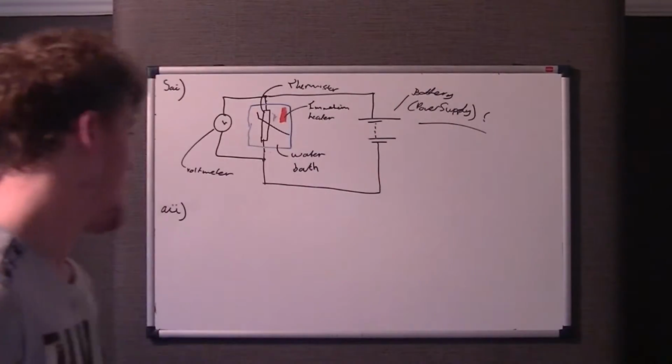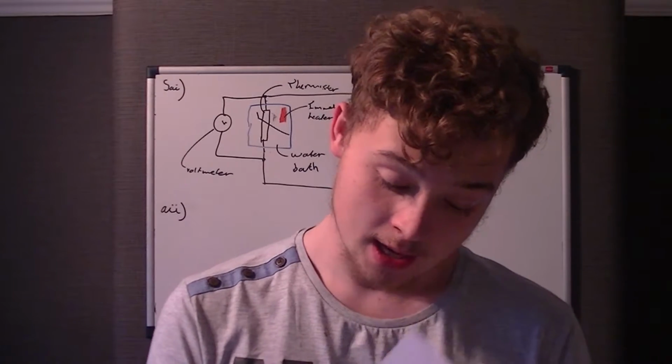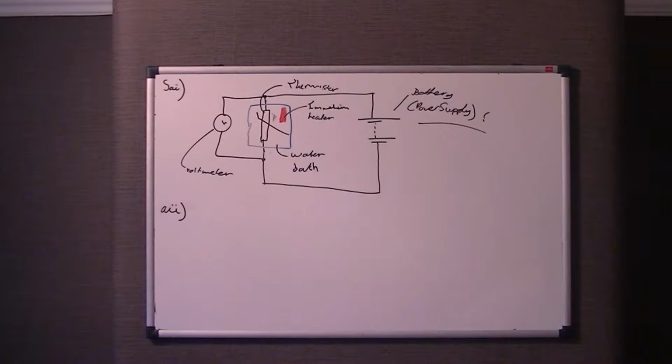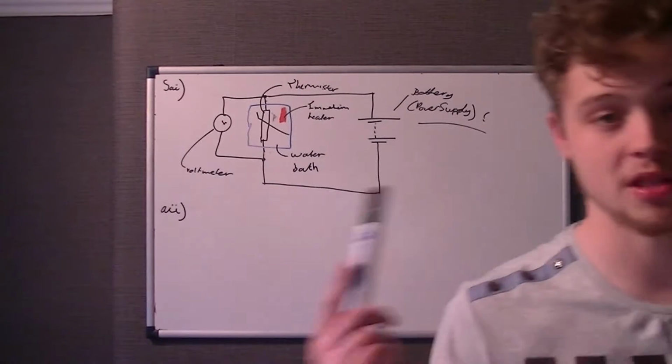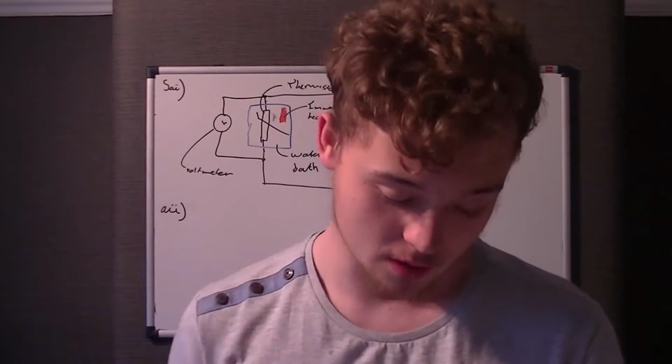Okay, so anyway, 5A part 2 says, describe the procedure the student would follow in order to obtain accurate and reliable measurements from the resistance of the thermistor at different temperatures. Now, this is why I've drawn the water bath, because it helps to put you in the mindset of how you're going to explain this.